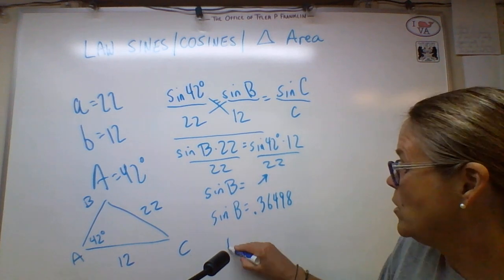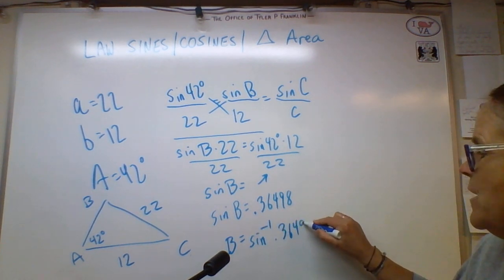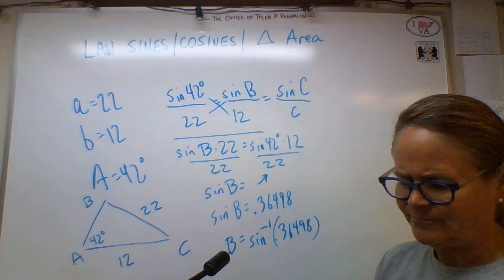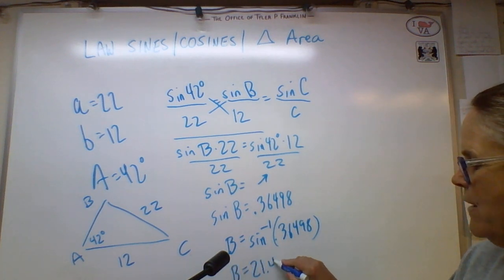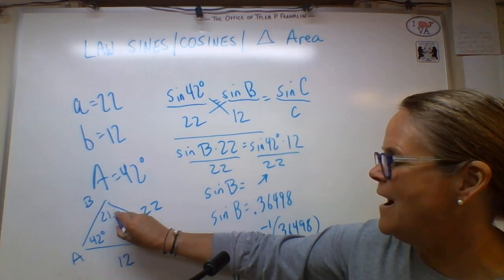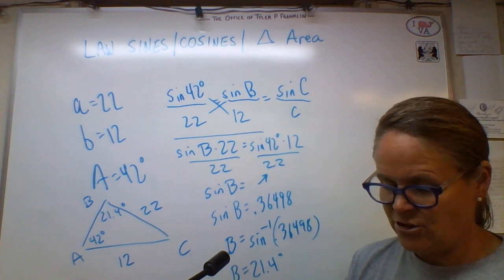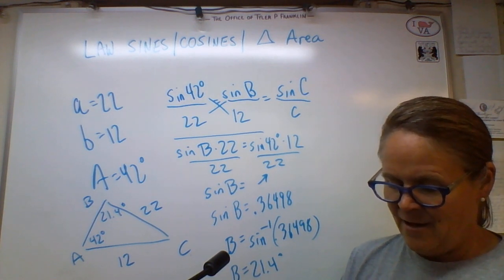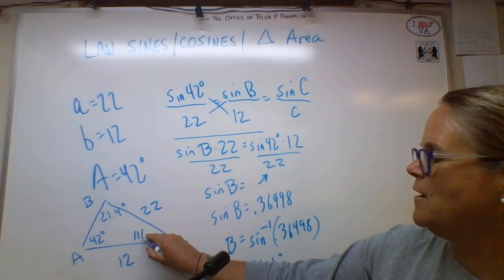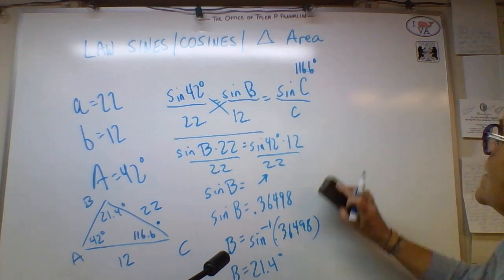Now, in order for you to find what B is, you should have done that in geometry class. That's inverse. So what you're going to do is press second sine of 0.36498. And if I do second sine of that answer, that gives me 21.4 degrees. So now I have that. Now what can I do? Find angle C. So I take 42 plus 21.4, I get 63.4. I take 180 minus 63.4, and now I have 116.6. So now that's 116.6.